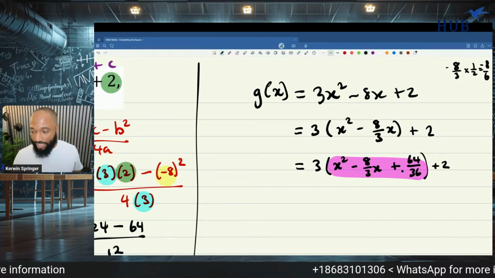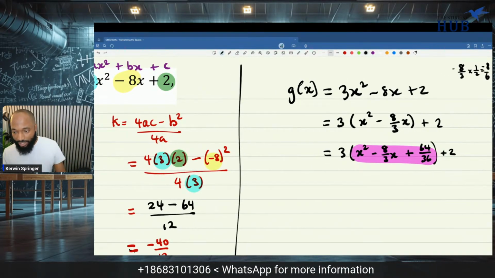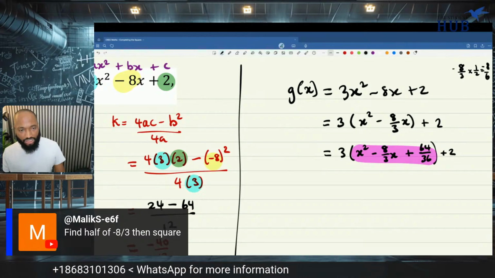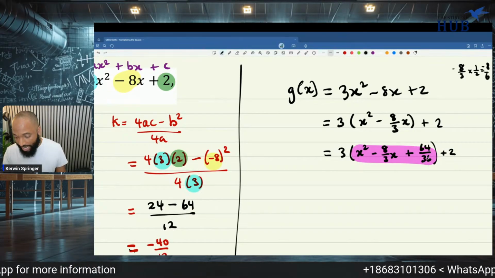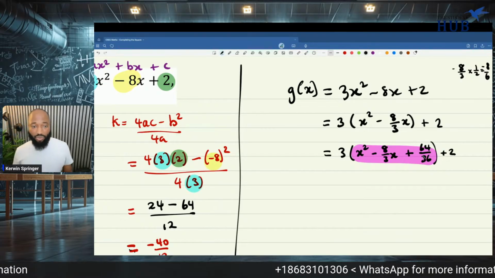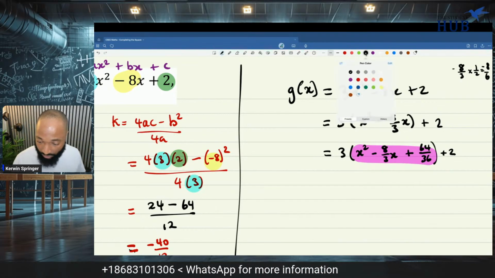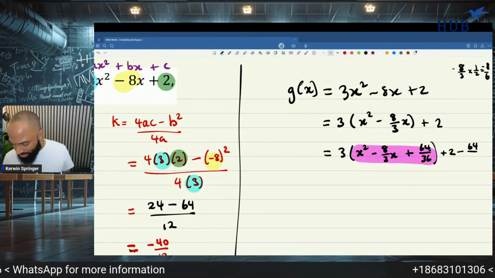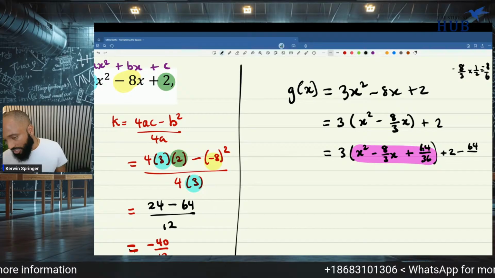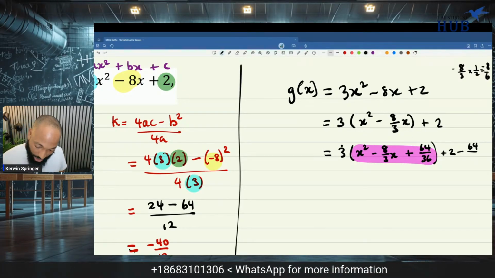Then plus 2. Very good, Malik. Malik has that there. Half of the negative 8 over 3, then square. Great. So that's the special 64 over 36 that I added. Since I added that in, what do I have to do? I have to take it back out. I'm going to have to take back out 64 over 36. No, not quite. Because I didn't really add in 64 over 36. I wrote 64 over 36 here, but it was 64 over 36 multiplied by the 3.